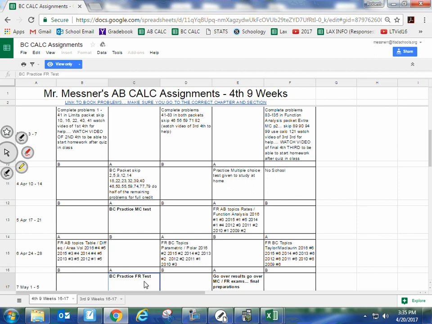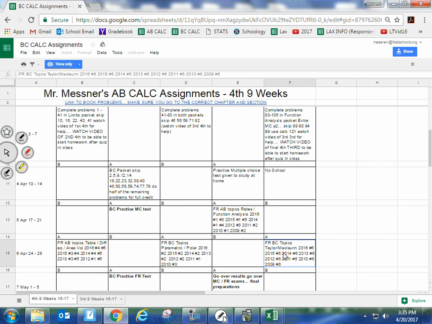Or do you feel comfortable with parametric polar, so we combine these and I spread out the AB topics a little bit more? Discuss with your neighbors what you think you would like to do, or if you're probably just okay with this. Go.